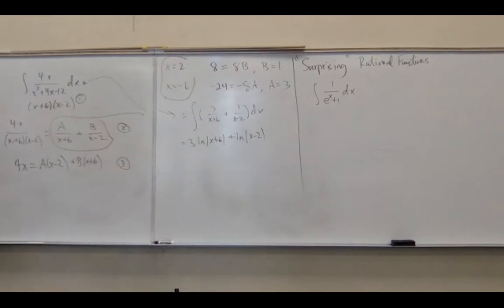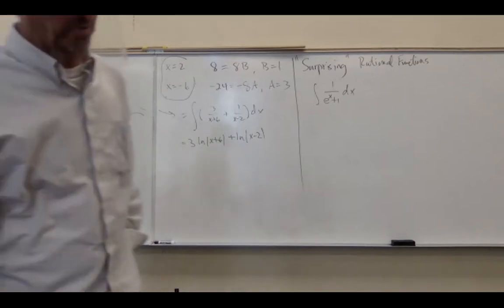But we don't really have any clue what the antiderivative is. I don't, just looking at it. I've never even come close to seeing a function whose derivative is 1 over e to the x plus 1. So, you know, what do we do?